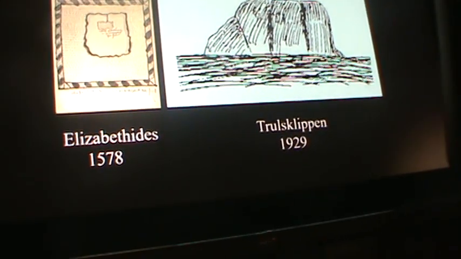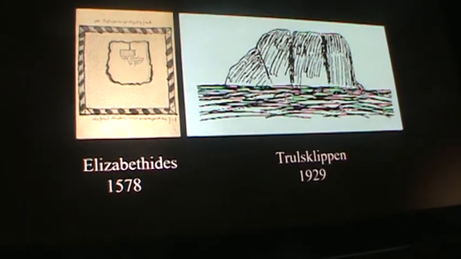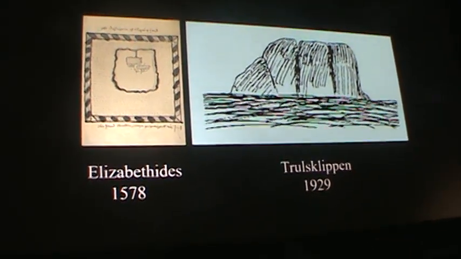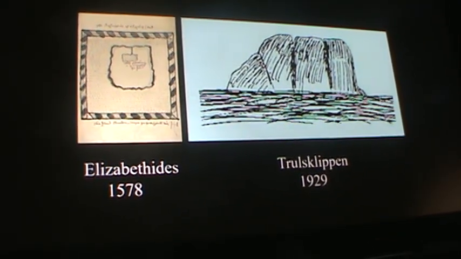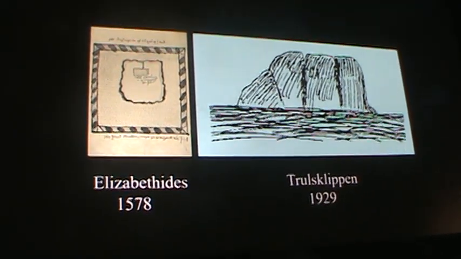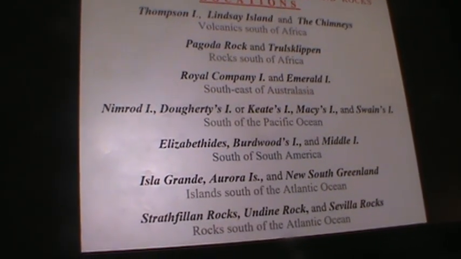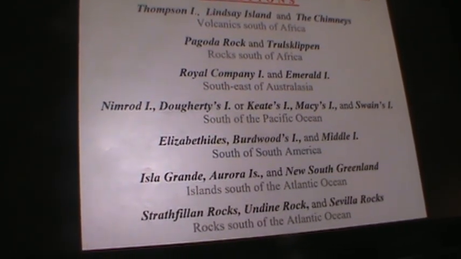Going back to the earliest ones, basically, it was with Francis Drake, Elizabeth's ideas coming around Cape Horn. And the most recent Soviet maps that improved was Trolls Klippen in 1929. More about that later. If you look at them all, here's the locations. We can look at them roughly in geographical order.